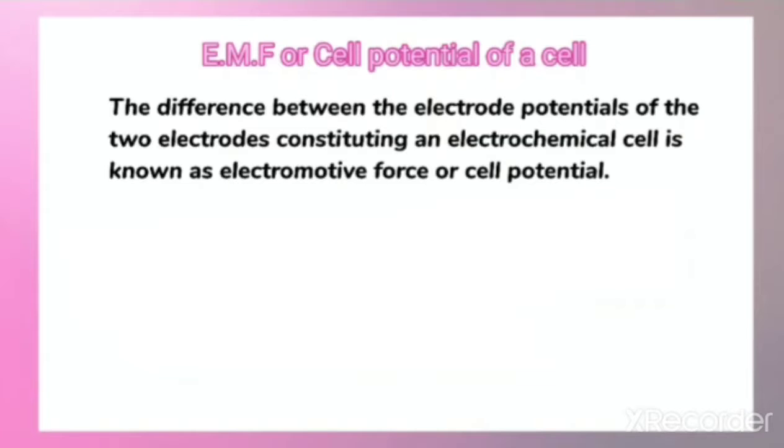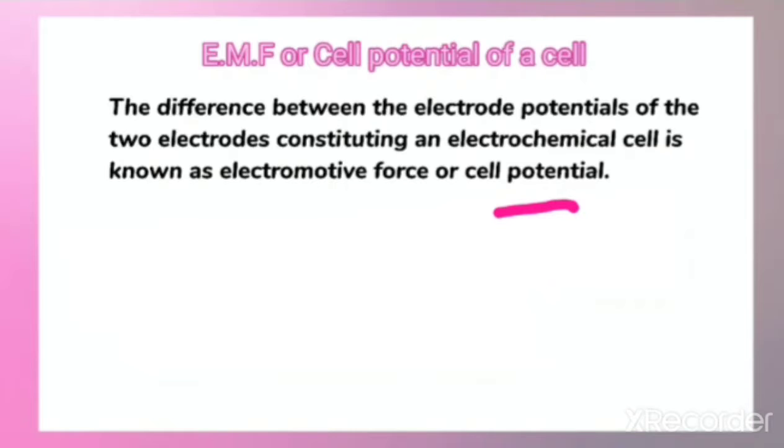As a result, the difference in the electrode potential of the two electrodes in an electrochemical cell is represented by EMF. So EMF is defined as the difference between the electrode potentials of the two electrodes constituting an electrochemical cell, known as electromotive force, that is EMF, or the cell potential of the cell.